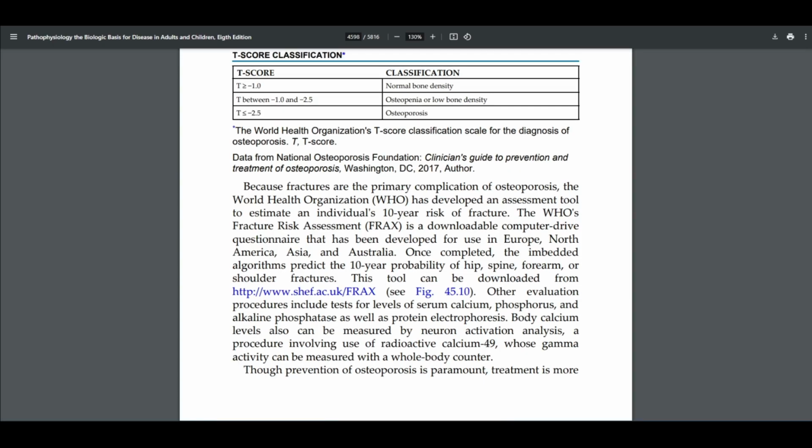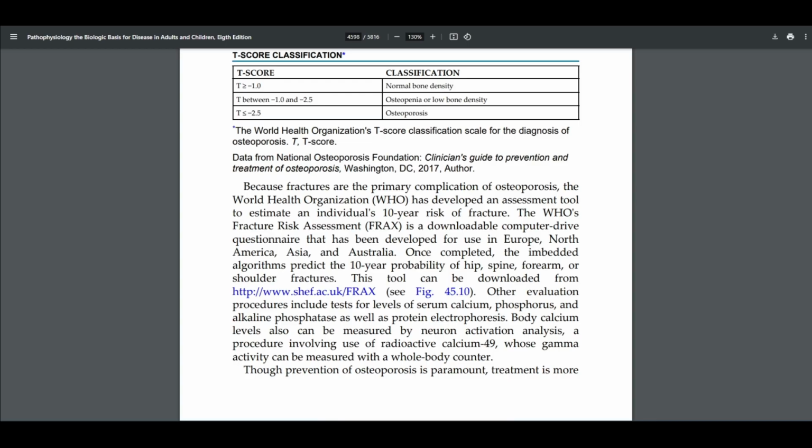Because fractures are the primary complication of osteoporosis, the WHO has developed an assessment tool to estimate an individual's 10-year risk of fracture. The WHO Fracture Risk Assessment is a downloadable computer questionnaire that has been developed for use in Europe, North America, Asia, and Australia. Once completed, the embedded algorithm predicts a 10-year probability of hip, spine, forearm, or shoulder fracture. This tool can be loaded from the following website.